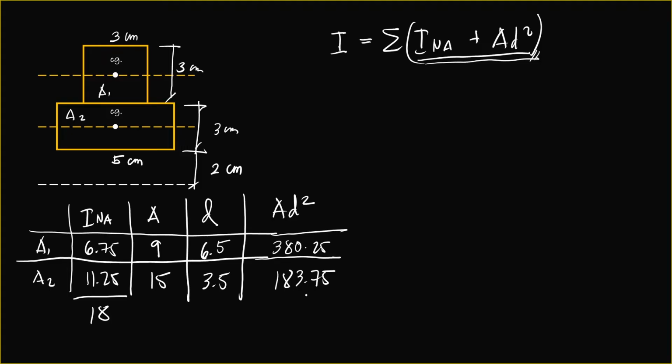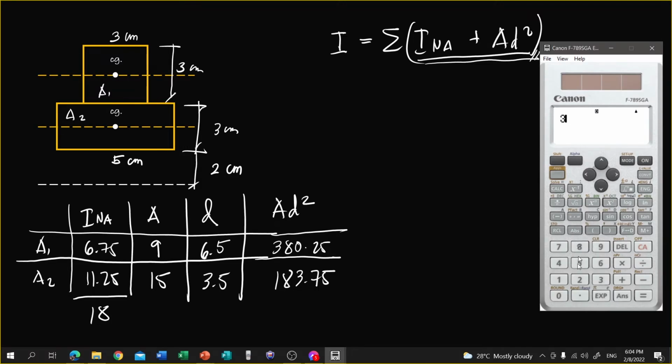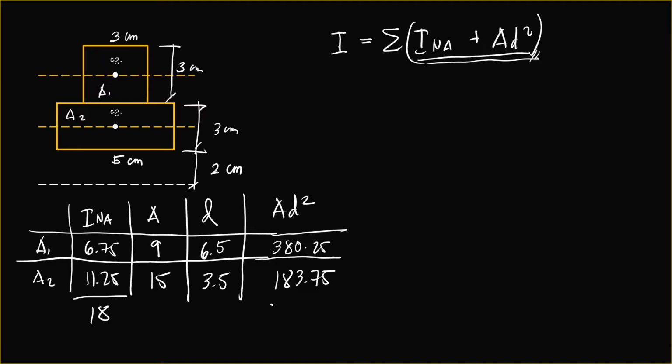And how about the AD squared? Sum: 380.25 plus 183.75 is 564. So you just add, right? Your I here will be 18 plus 564, which is 582. This is in centimeter raised to 4. So that's how you get the moment of inertia at any axis.